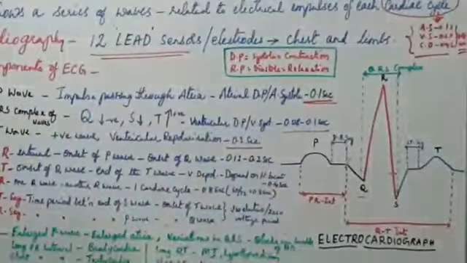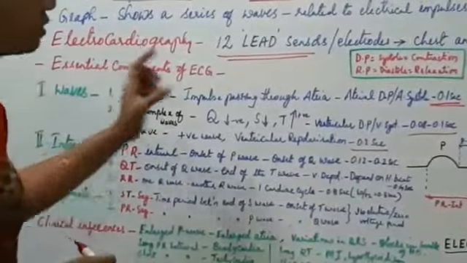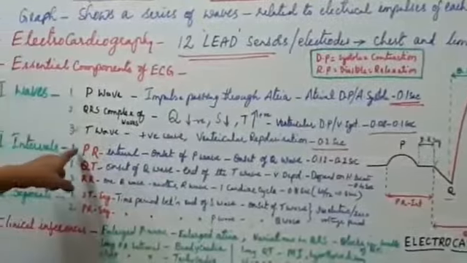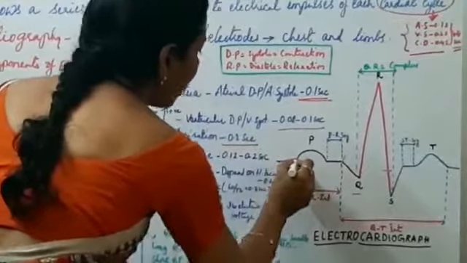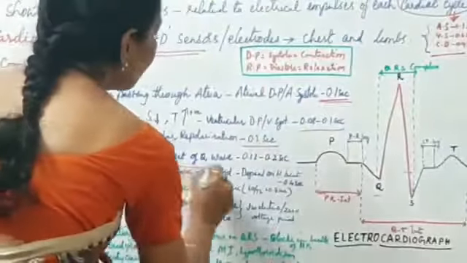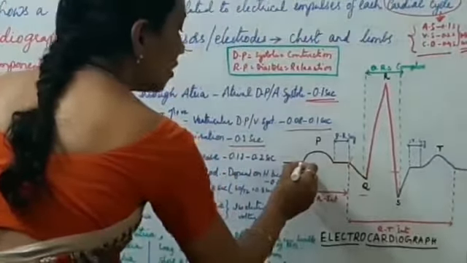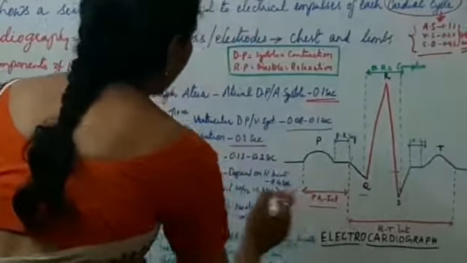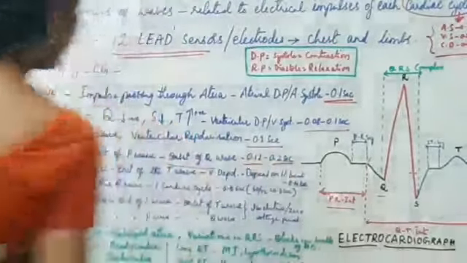So, we observe the waves first. Then we have to observe the intervals, which differ from the waves. Here the PR interval is there. This is the PR interval. This is from the onset of the P wave to the onset of the Q wave. This is the onset of the Q wave. This is the point of starting of the P wave. This interval is known as the PR interval. It takes 0.12 to 0.2 seconds.